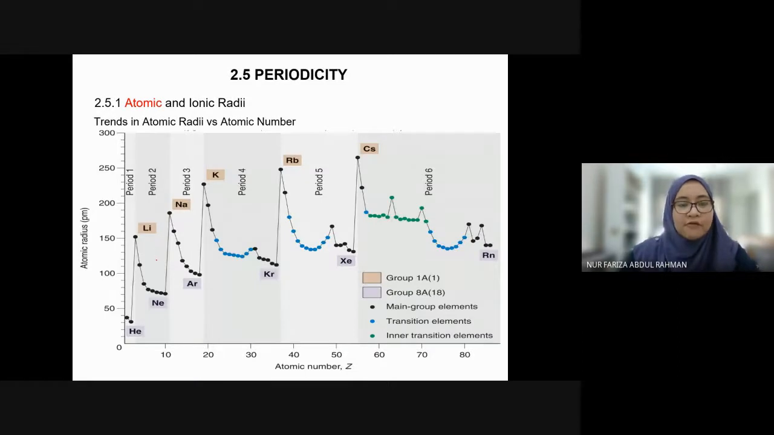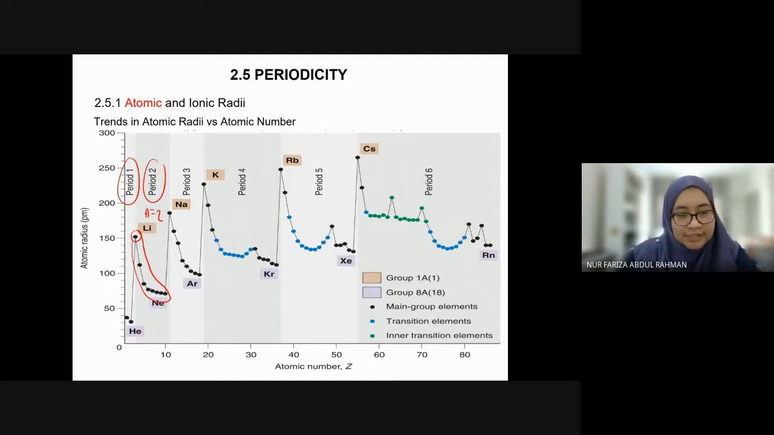Okay, this is in terms of the graph. How do we read this graph? Alright, here we have period 1, period 2 and so on. Let's just look at period 2 for simplicity. In period 2, we start with lithium. Lithium comes from group 1, right? Going across, we have lithium, then beryllium and so on until neon. These are all elements that come from the same N, which is N equal to 2.